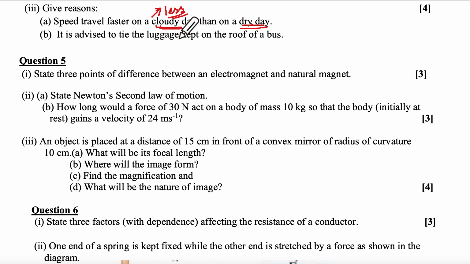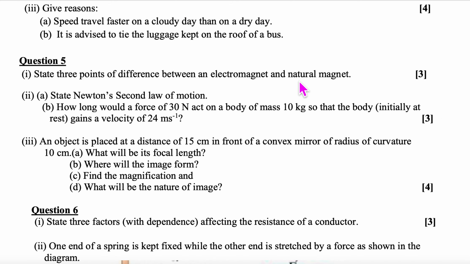Why would you tie this up? Because if the bus suddenly starts, then the luggage will continue to be in the state of rest and it will fall backward. If the bus suddenly stops, it will fall forward due to inertia of motion. Correct, it will continue to have its inertia of motion in the forward direction and it will fall forward. Okay, so that is why it is better to tie.